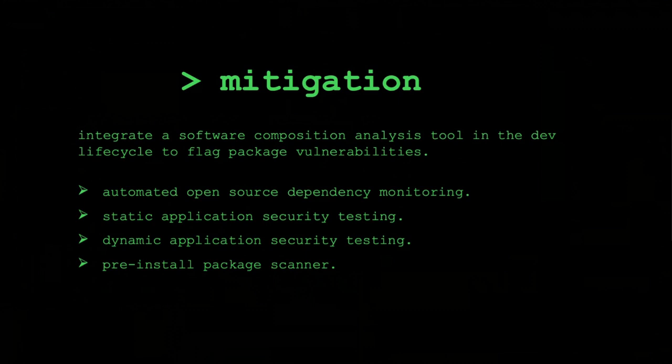And finally, I'm sure everyone knows this as well: integrate a software composition analysis tool in the dev lifecycle. You want automated open source dependency vulnerability scanning and monitoring. Continuously analyze your SBOMs of applications to make sure that you're not introducing any vulnerabilities and that you can be shown if there are issues. Static application security testing prevents any code that's been maliciously bundled into your application.